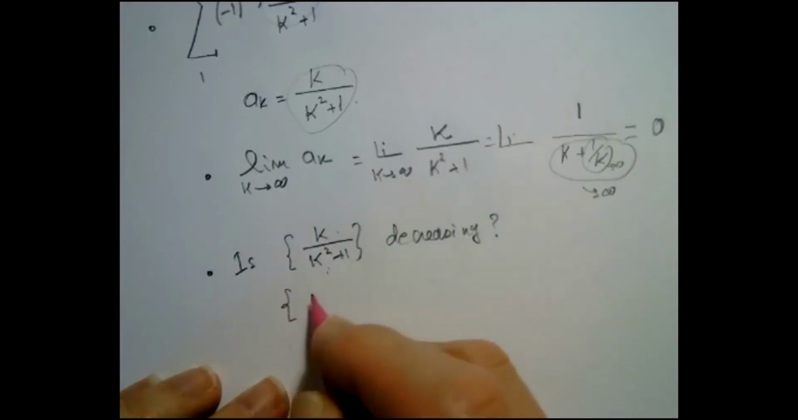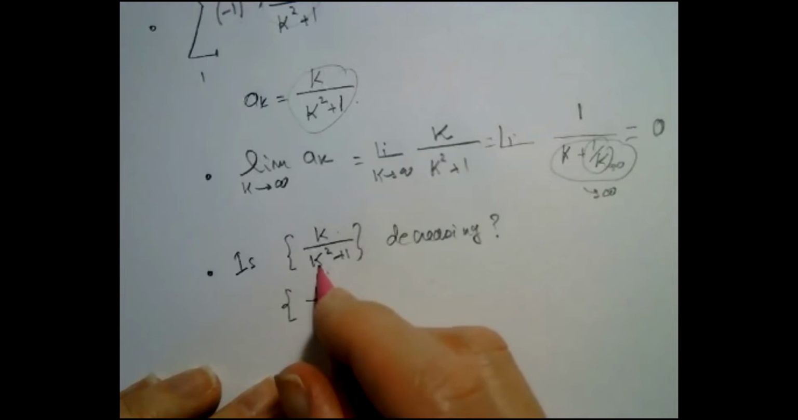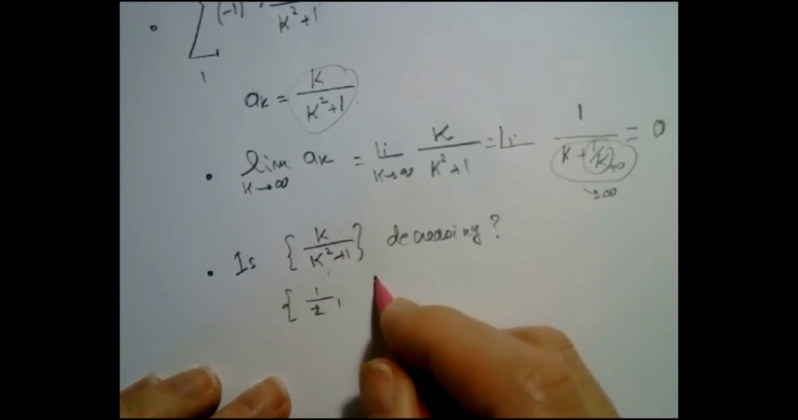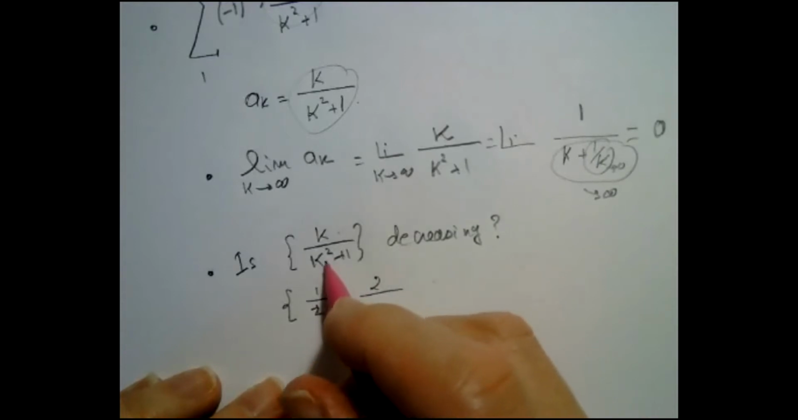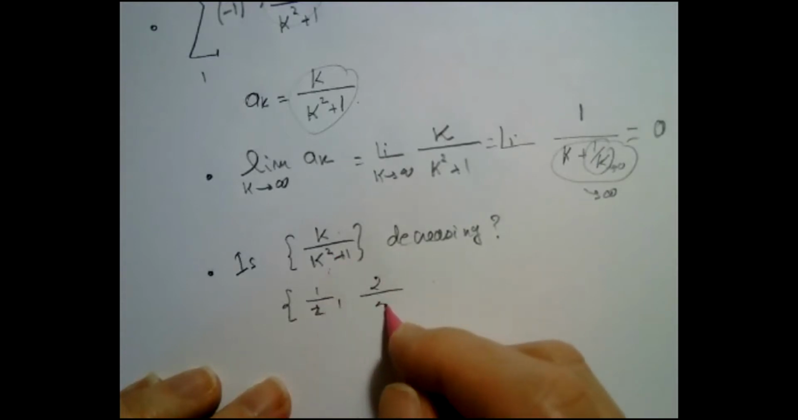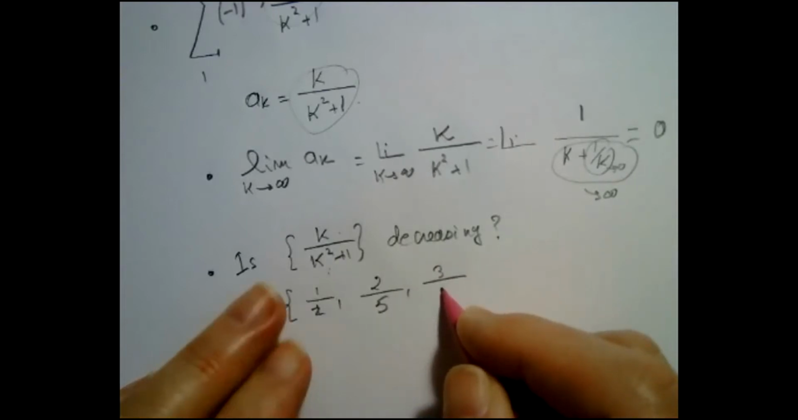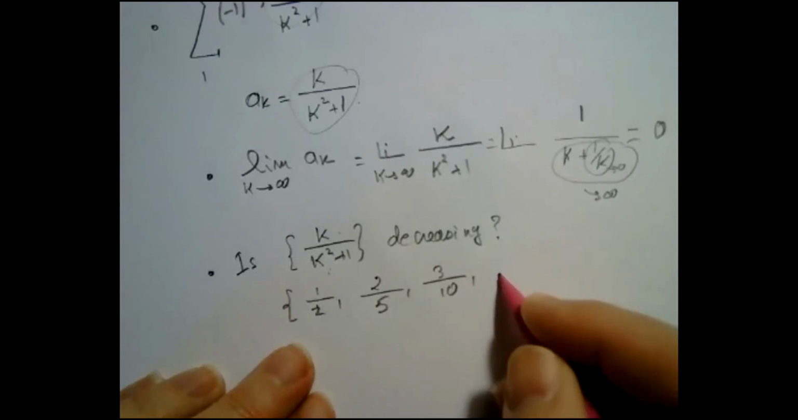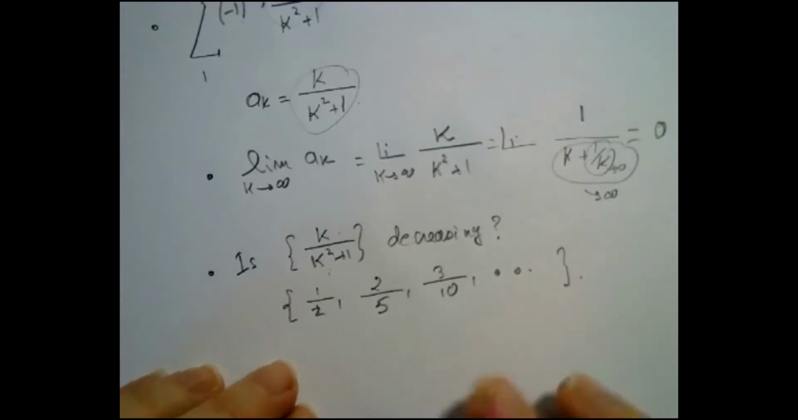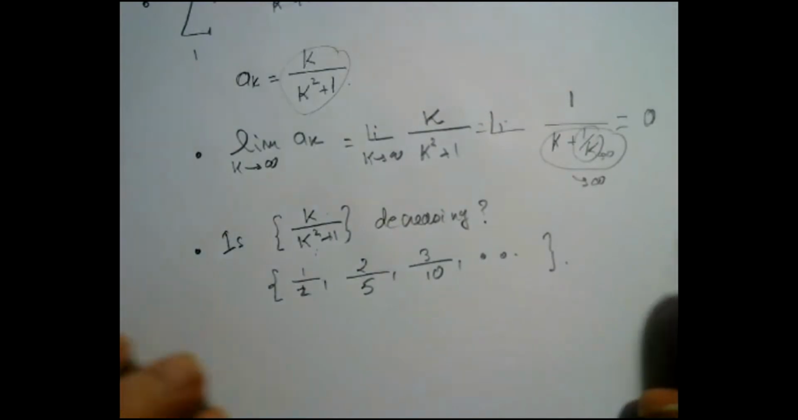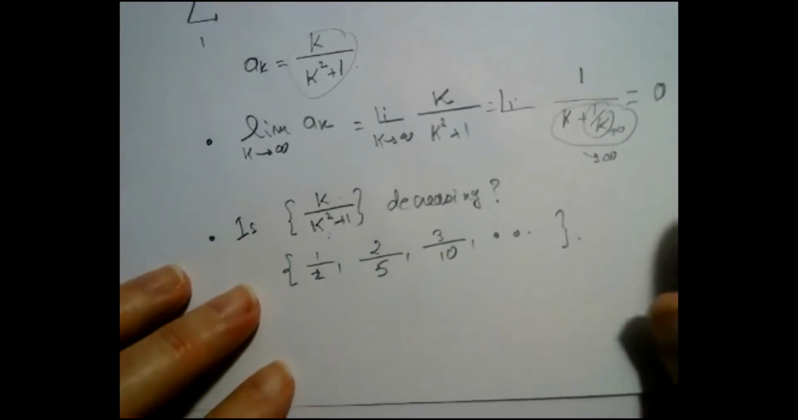So even if I look at the term, 1 over... if k equals 1, I will have 1 over 2, and then I will have 2 over 5. And then 3 over 9 plus 1, 10. So the pattern is not really very clear. Is it decreasing? Zach, tell me it's decreasing, and let's see how we can justify it.